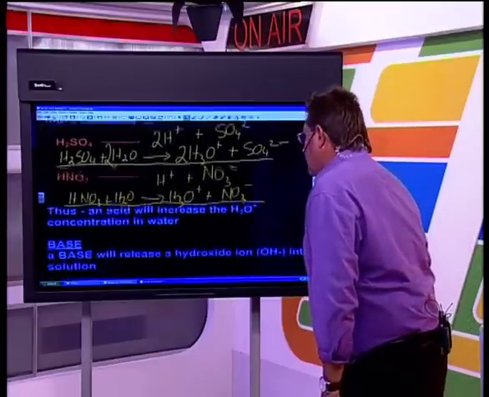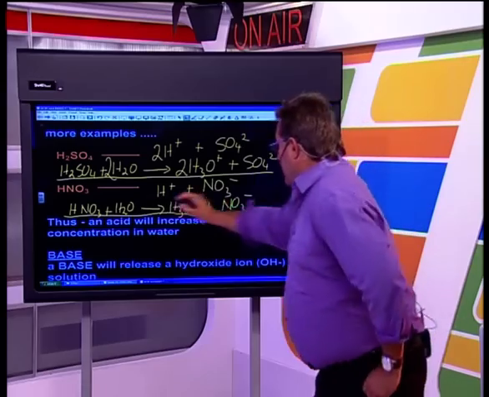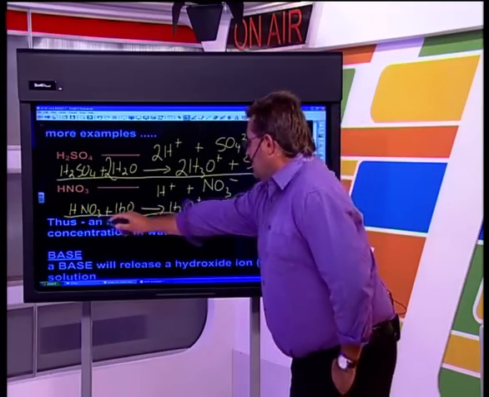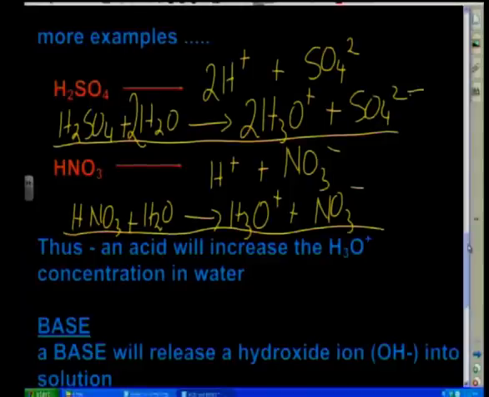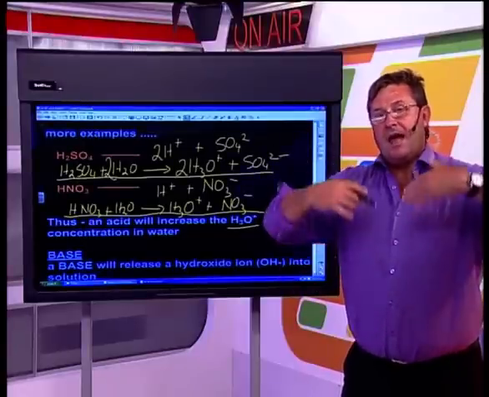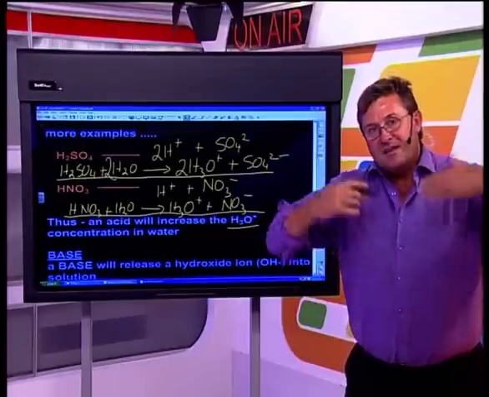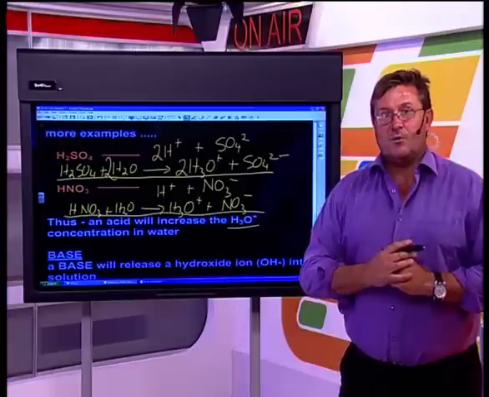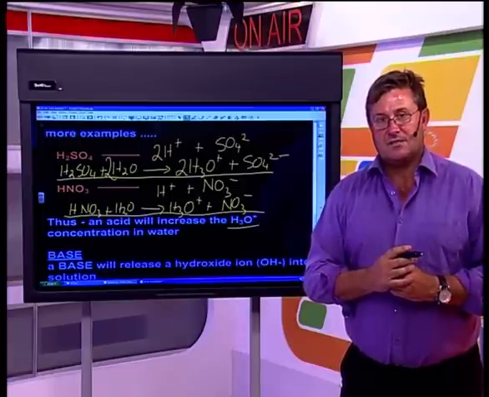Just to carry on with a little bit more over here. As I put here in the blue writing, an acid will increase the hydronium concentration in water. So the more acid we add to water, the more hydronium ions we are going to be producing, and the more hydronium ions we produce, the stronger the acid, or more concentrated the acid, should I rather say.